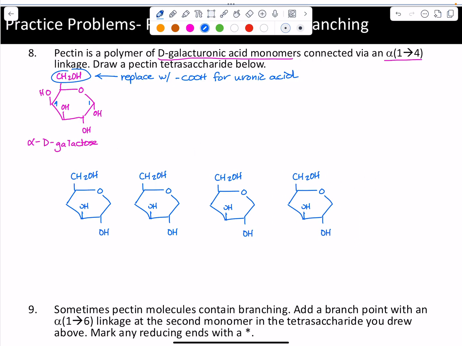Okay, so now let's do our linkages, and we'll do those in green. Okay, so we're doing alpha 1 to 4 linkages. So if you notice, the oxygen, the hydroxyl on the 4 is going to be up, right? So in all of these, I'm going to have the OH there, and then my alpha, okay, is going to be, my hydroxyl is going to be down. So my linkages are going to look like this.